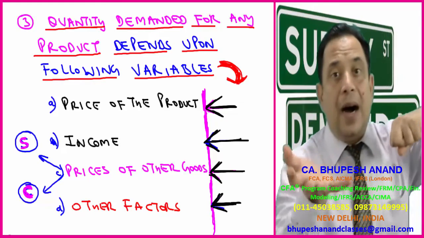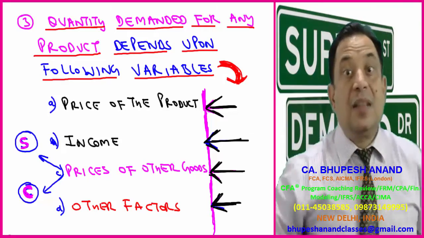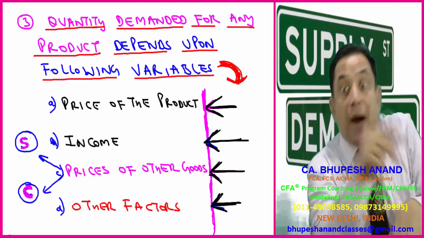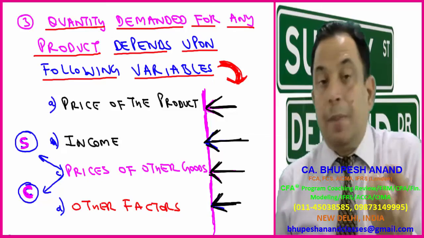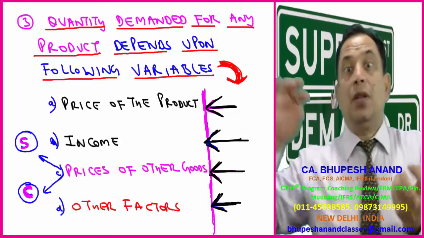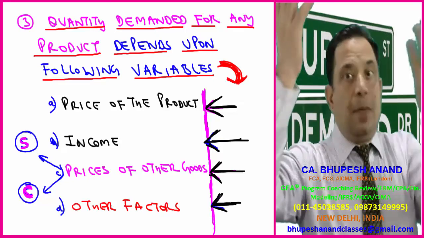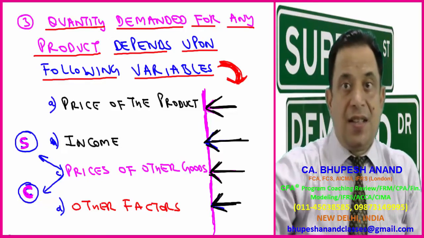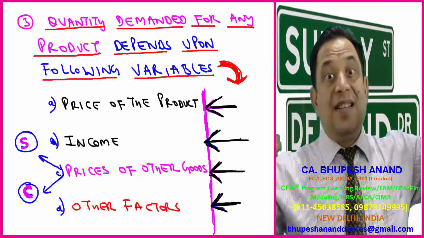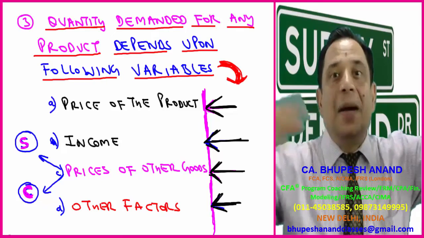So when I say demand, it depends upon four important factors. The first is the price of that product whose demand I want to calculate. For example, if I want to see the demand of petrol, then demand of petrol is equal to price of petrol. Because if price increases, the demand decreases. If price decreases, the demand increases. It means there's a negative relationship between the price of the product and the quantity demanded.